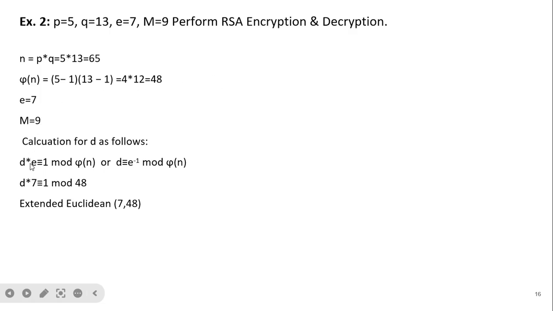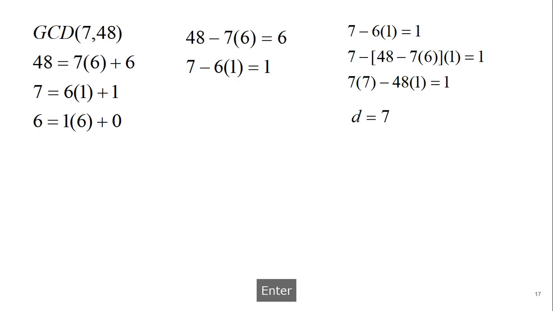Now here we first calculate the private key of the receiver, and there is a relationship between the private key and public key in such a way that D into E is congruent to 1 mod phi of n, or D and E are multiplicative inverses of each other. To calculate this D, we need to use the extended Euclidean algorithm of 7 and 48. Now I have already published the video on extended Euclidean.